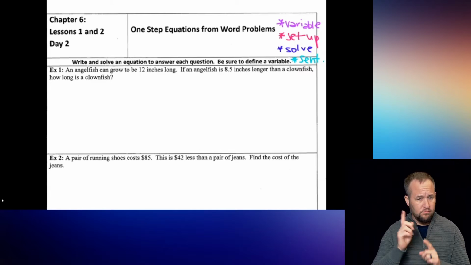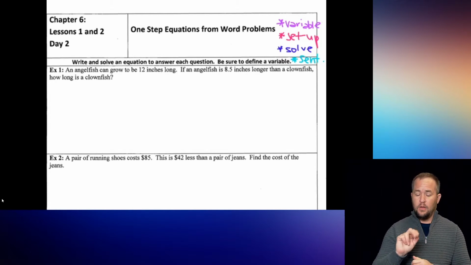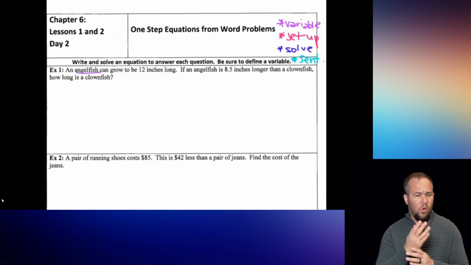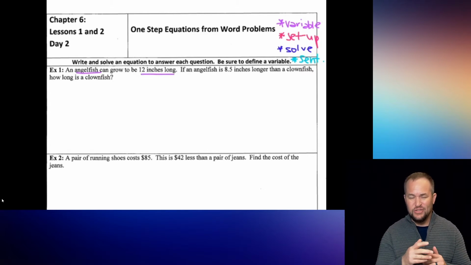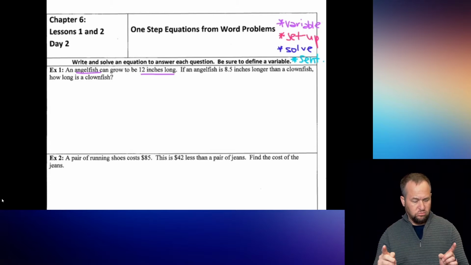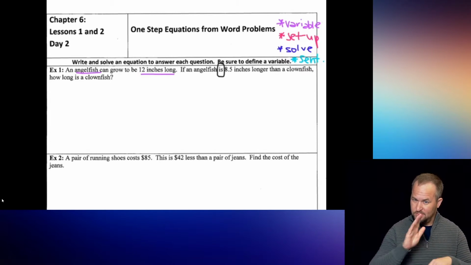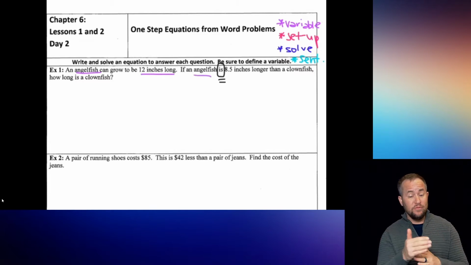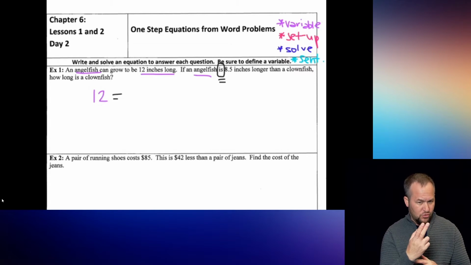So this first one, example 1, says an angelfish can grow up to be 12 inches long. Fantastic. So the angelfish is 12 inches long. We're going to go ahead and underline that because that's our important information from that first sentence. Then it says, if the angelfish is, so that should be a red flag by now. Is stands for that equals sign. So what that's saying is our angelfish equals. So we already know the angelfish is 12 inches, so I know right now I have 12 and equals.